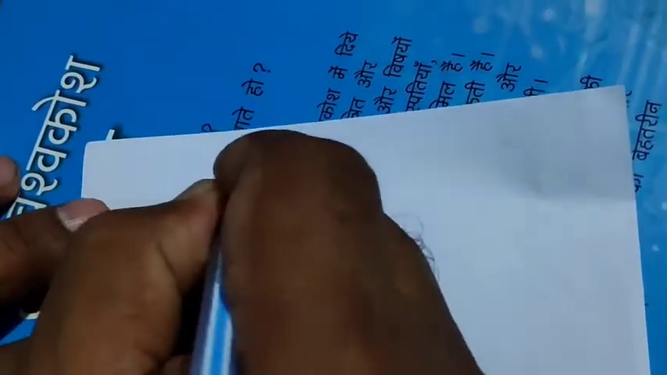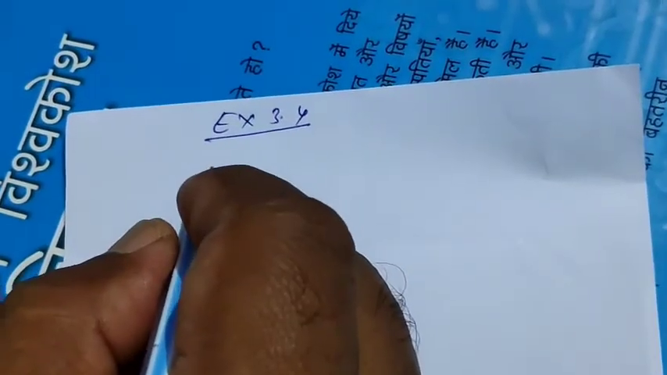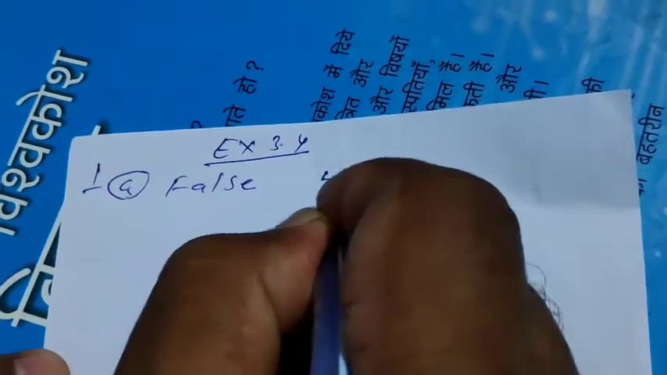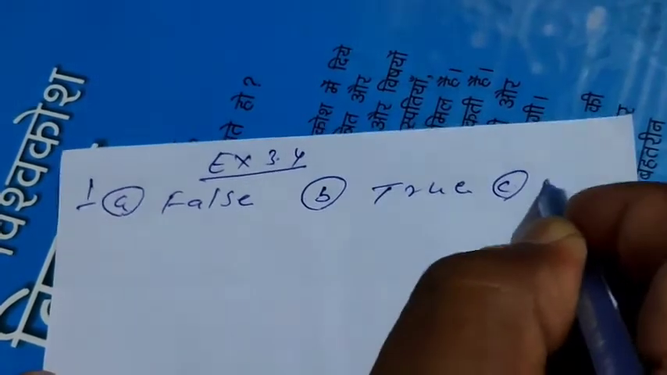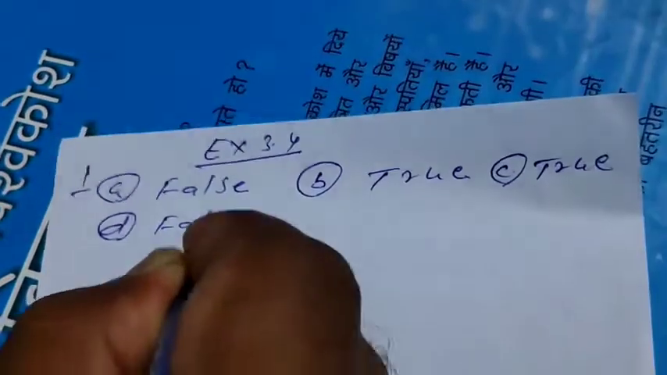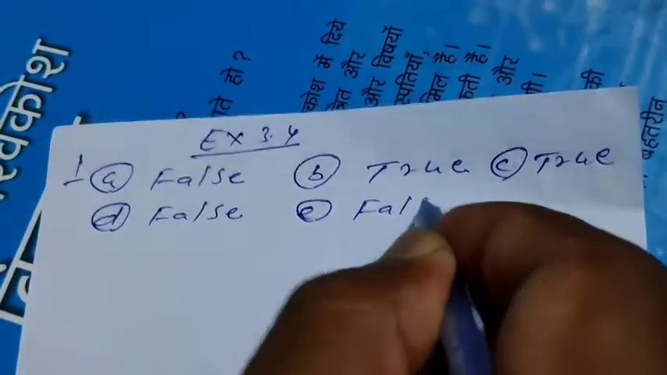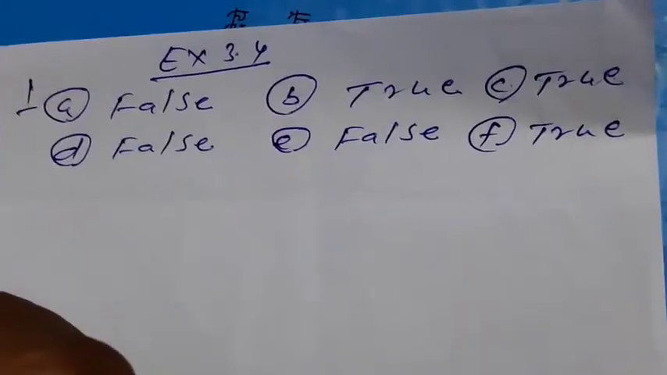Exercise 3.4. In first question, you have to state whether the statement is true or false. So 1A is false, B is true, C is true, D is false, E is false, F is true. Question number 2 is for you, and we come to question number 3.